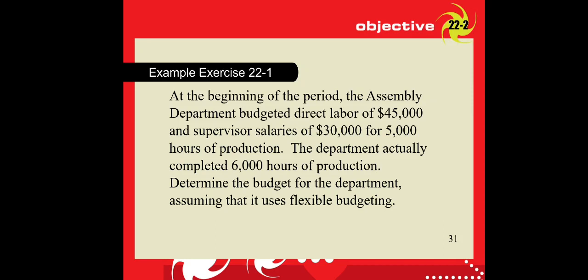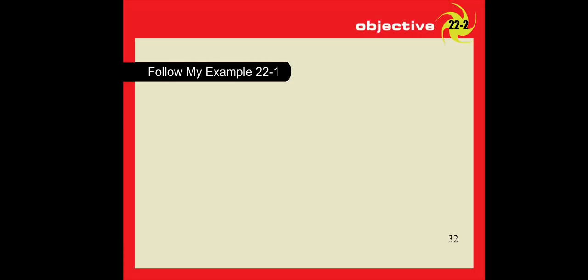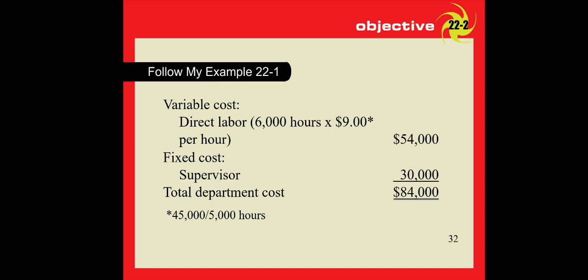So, like I said earlier, when you prepare a flexible budget, you have to show different levels of quantity of production, and then also you have to categorize the cost into variable cost and fixed cost. So to answer this question, the thing is like this. The variable cost is direct labor hour, 6,000 hours times $9 per hour. So the budgeted cost for direct labor is 54,000. Fixed cost is fixed. Supervisor salary 30,000.